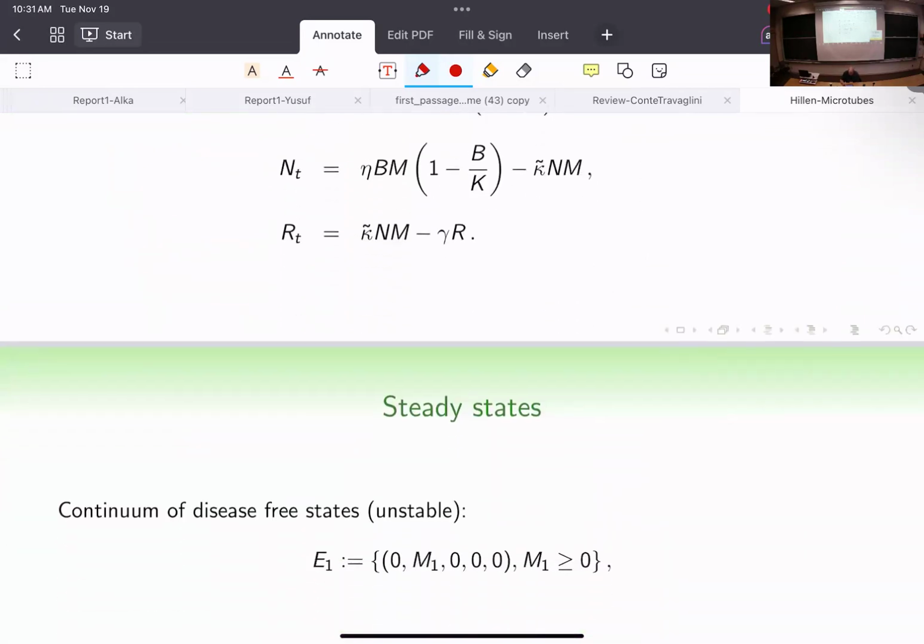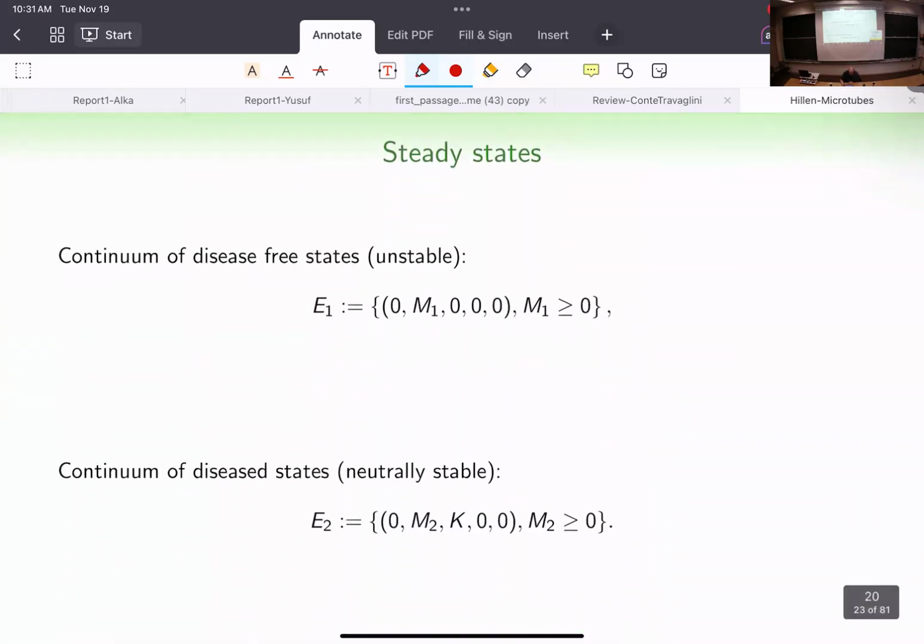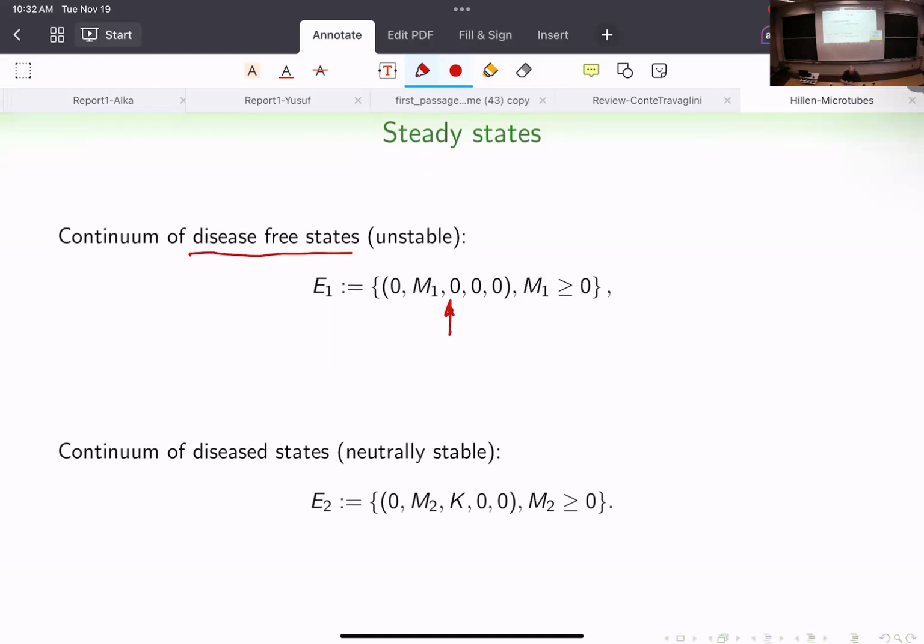And I do that. So here are the steady states. We have disease-free steady states where the cancer entry here is 0. We still can have microtubes, which just sit there and do nothing. But the cancer density is 0. Or we have disease steady states where the cancer density is at carrying capacity, K. Again, we have microtubes and nothing else.